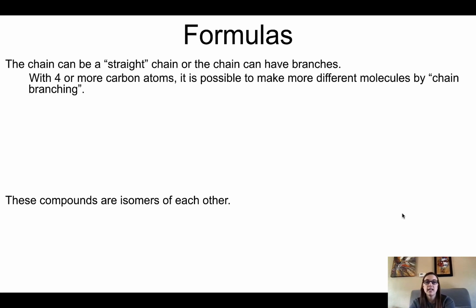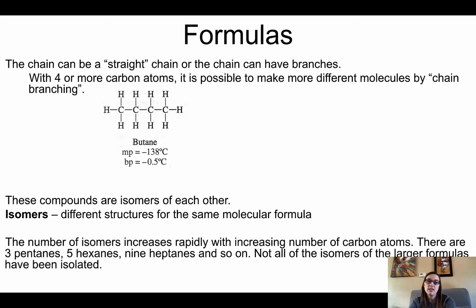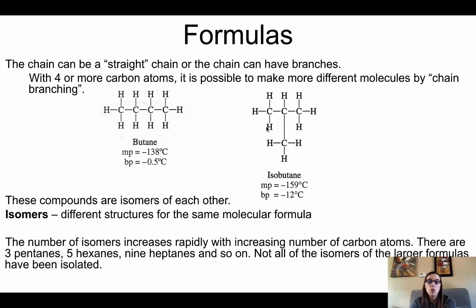As we take a look at the formulas here, we can see what are called straight chain hydrocarbons, meaning all of the carbons are in a straight line, or we see what are called branched hydrocarbons. Once we have 4 or more carbon atoms, we can make these different molecules. See here, butane is 4 carbons in a straight line, whereas isobutane still has 4 carbons, but it's more of a branched structure. These are called isomers of each other. Isomers are different structures for the same molecular formula. So these are still C4H10 molecules, but they are connected differently.